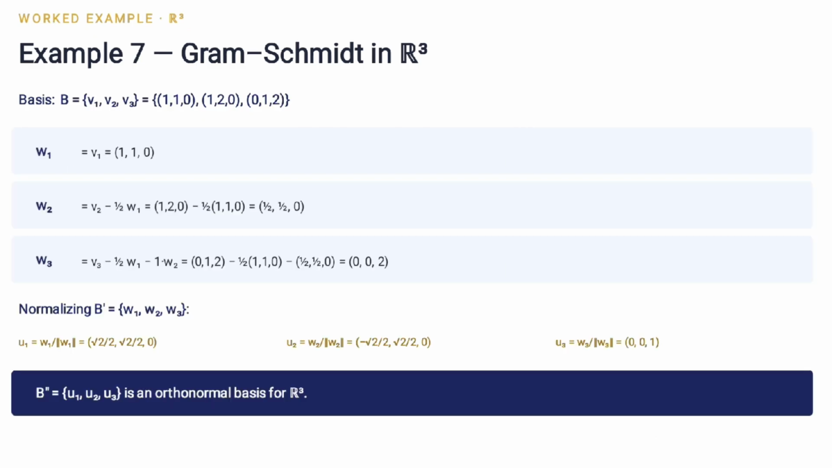And next, let us apply the process in R cube. So we start with 3 basis vectors. The first vector stays the same. The second vector subtracts its projection onto the first vector. The third vector subtracts its projections onto both previous vectors. After obtaining the 3 orthogonal vectors, we normalize each one. So the result is an orthonormal basis for R cube. This example shows that the same procedure works even in higher dimensions.